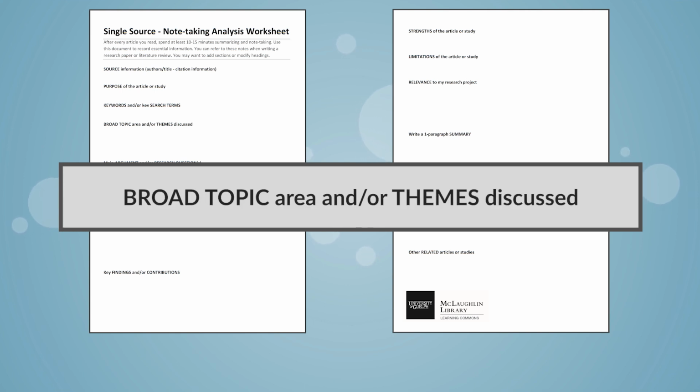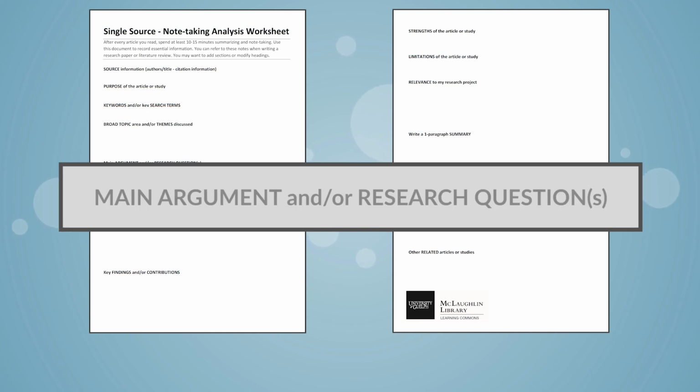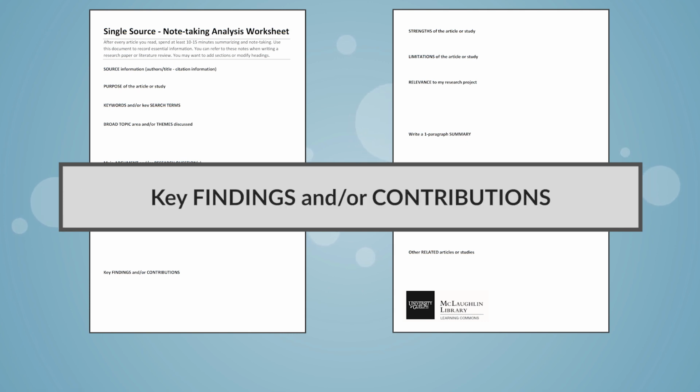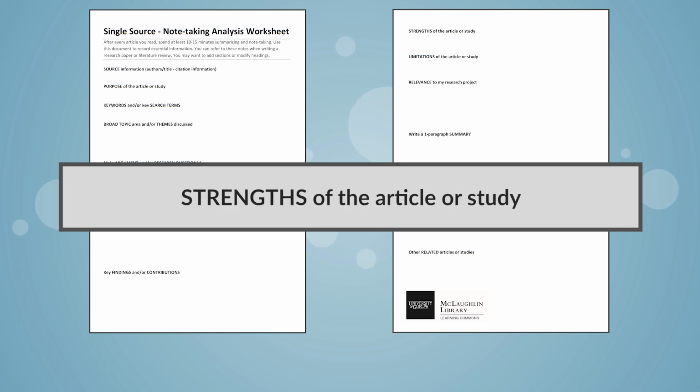4. Broad topic area and/or themes discussed. 5. Main argument and/or research questions. 6. Methods used and/or theoretical perspectives. 7. Key findings and/or contributions. 8. Strengths of the article or study.